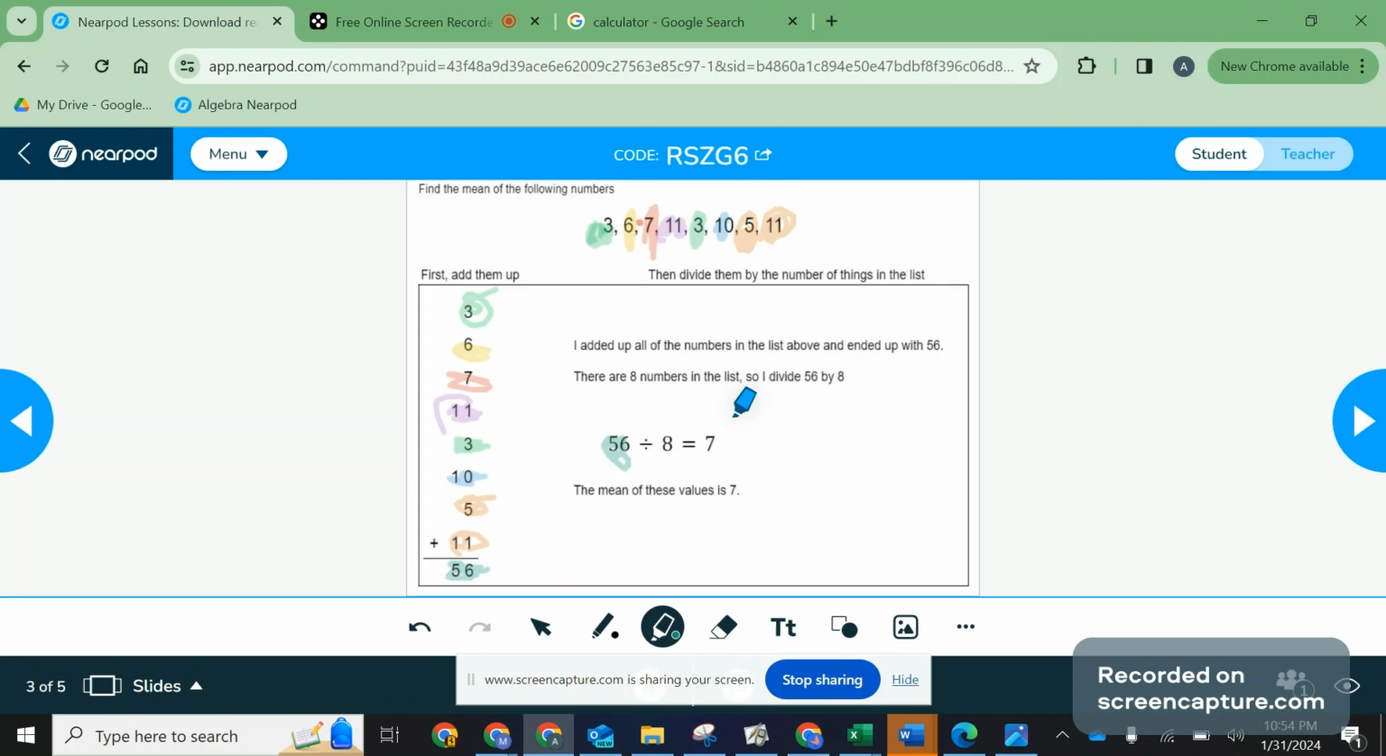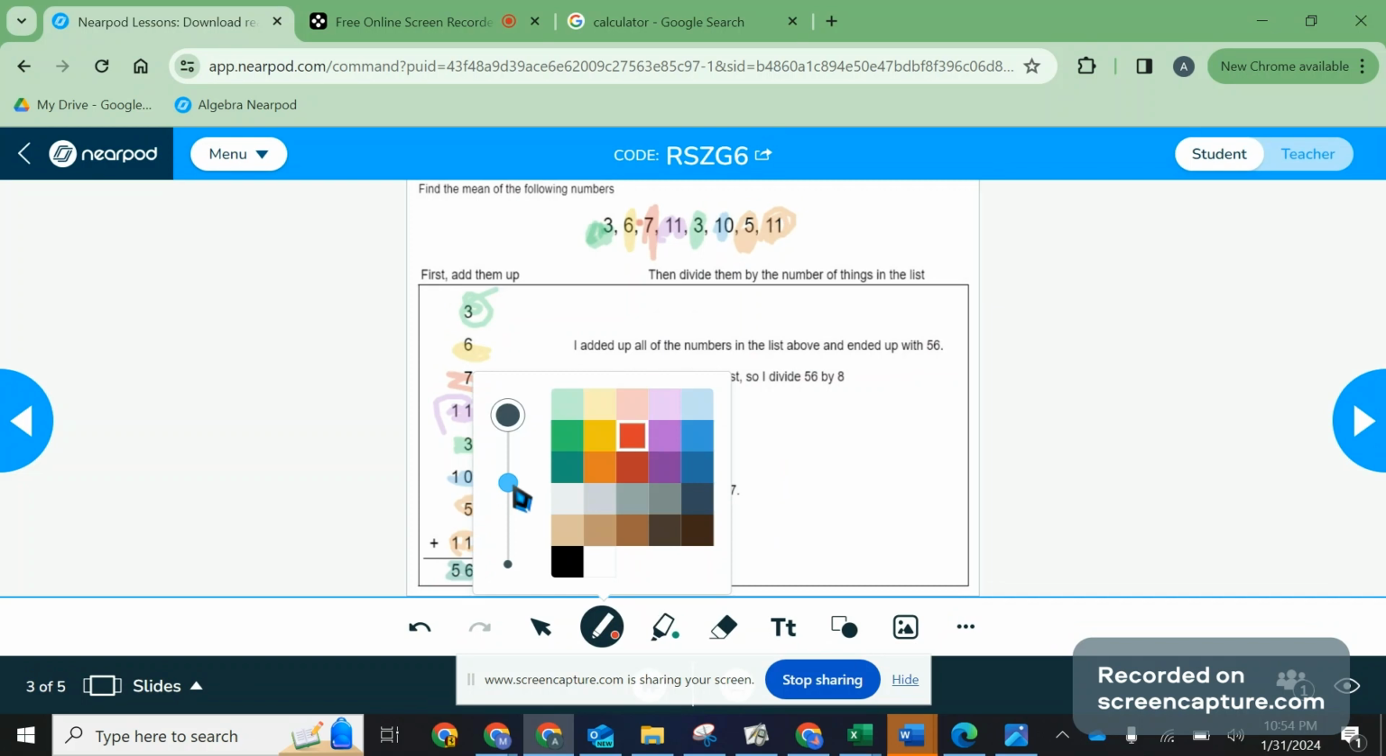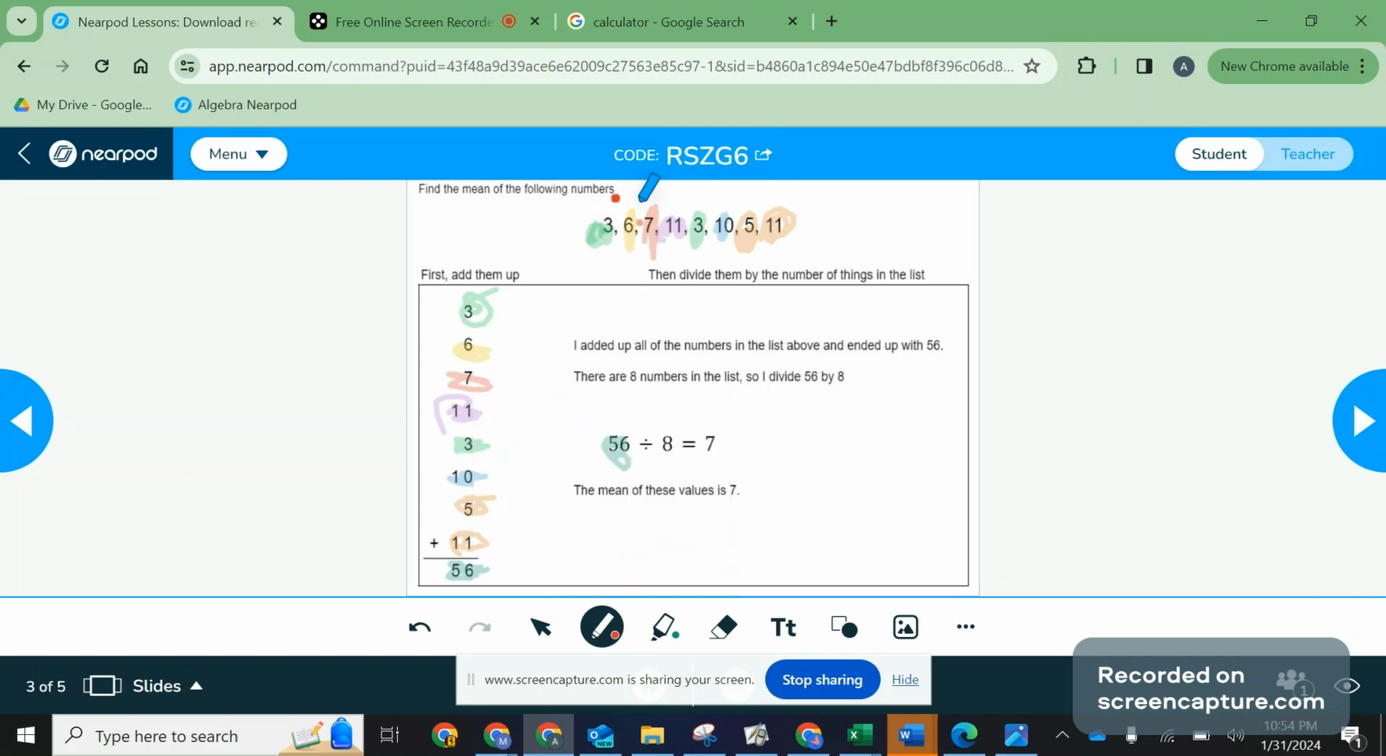So, how many numbers did I actually have here? I go back and I count: 1, 2, 3, 4, 5, 6, 7, 8. I've got 8 numbers. 56, when I added them up, divided by the 8 numbers that I had, gives me an average of 7. My mean, my average, is that 7. And that's what I'm looking for. That's the answer I've been seeking.